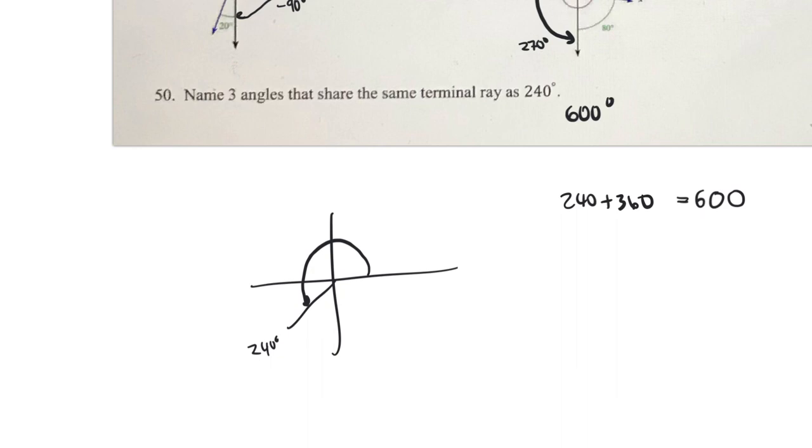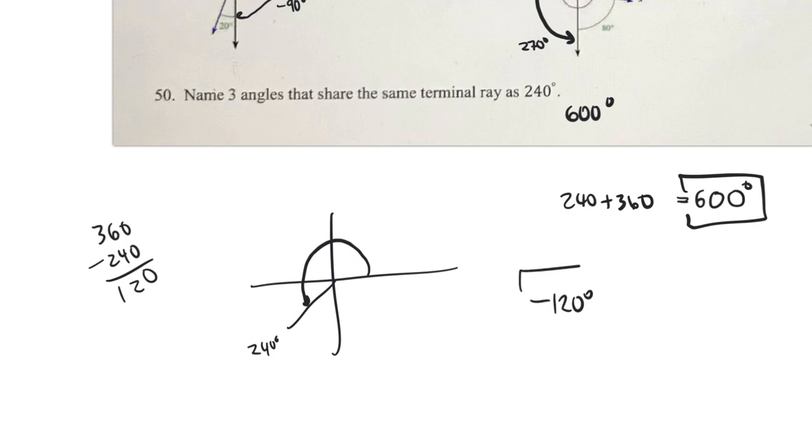Now, imagine we took into account this negative angle that lands on this angle here. Well, that would be 360 minus 240, right? So that would be 120 degrees, but since it's negative, since it's going in that clockwise direction, we would say that it's negative 120 degrees. So far we have 2 answers. We have 600 degrees and we have negative 120 degrees.